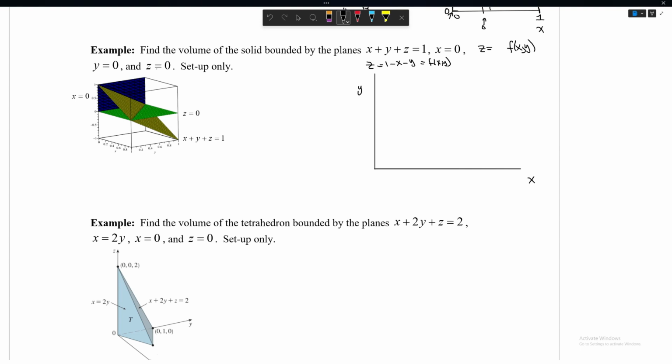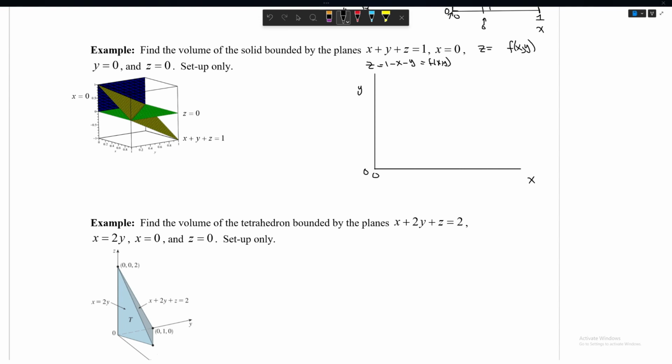And what do they want? They're saying my y equals 0, and they're saying my z equals 0 and my x equals 0, and you give us some function. It says find the volume of the solid bounded by the planes. So it's bounded by this. I have x is 0, I have y is 0, and now I gotta obviously find my other bounds. And so how can I do that?